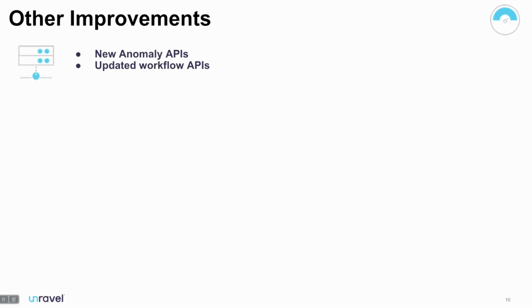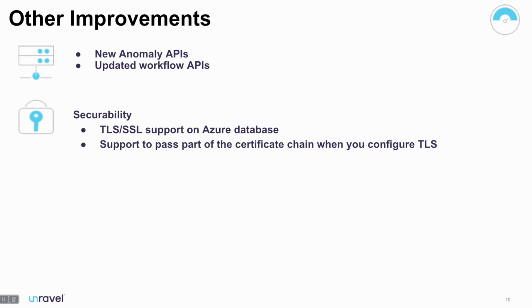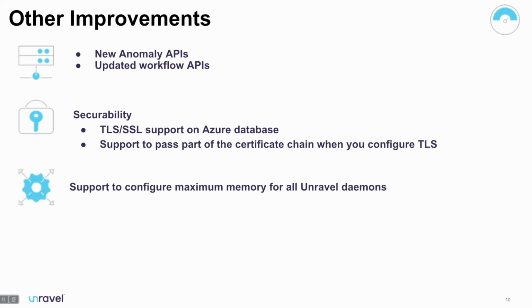Additionally, we have provided the following improvements. Introduced the anomaly detection APIs to detect anomalies in metrics. Refactored the pipeline workflow APIs from the UI layer to the data store layer. Provided TLS SSL support on Azure Database for MySQL or any other cloud-managed databases for Unravel. Support to pass part of the certificate trust chain when you configure TLS with the manager config TLS set command. Provided support to configure the maximum memory for all Unravel daemons. Unravel now supports AWX Linux OS for the Amazon EMR platform.